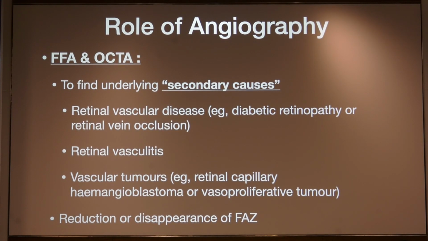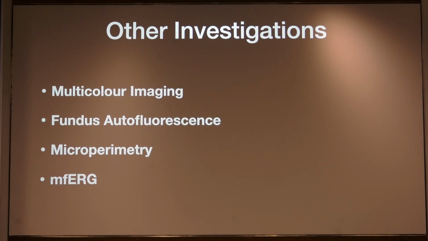Role of angiography is only to see a secondary cause. Retinal vascular diseases can be there, underlying vasculitis can be there, vascular tumors can be there, and also to see the reduction or disappearance of the foveolar vascular zone in order to prognosticate the case. Other investigations such as multifocal, multicolor imaging, autofluorescence, microperimetry, and MFERG are mainly used for research and prognostication purposes.